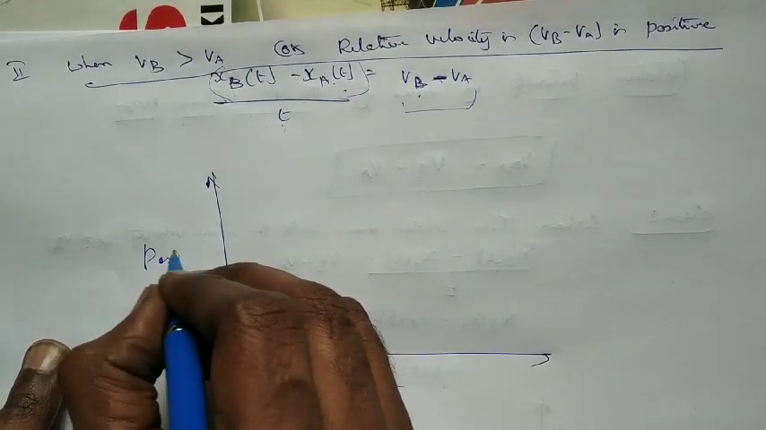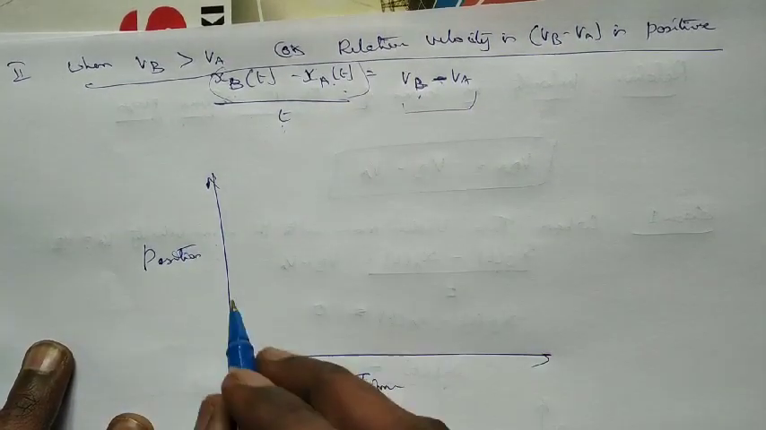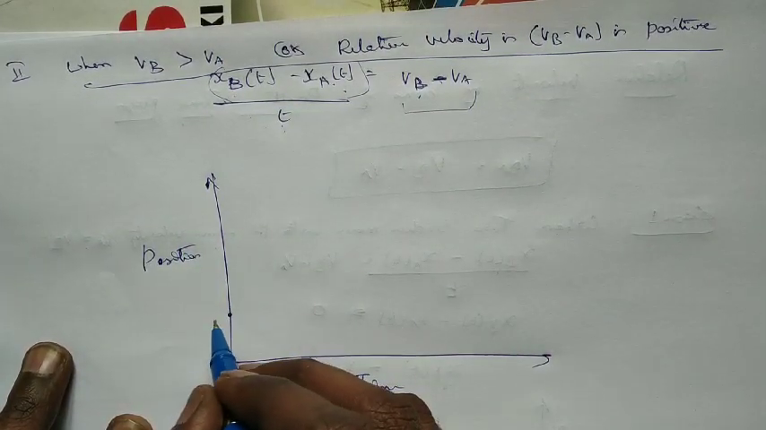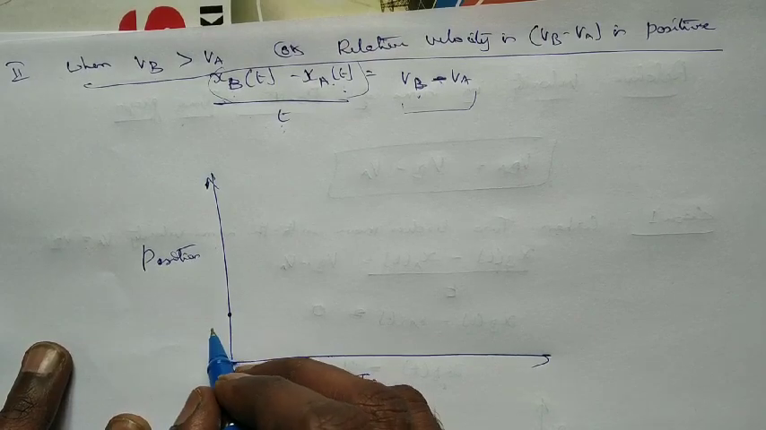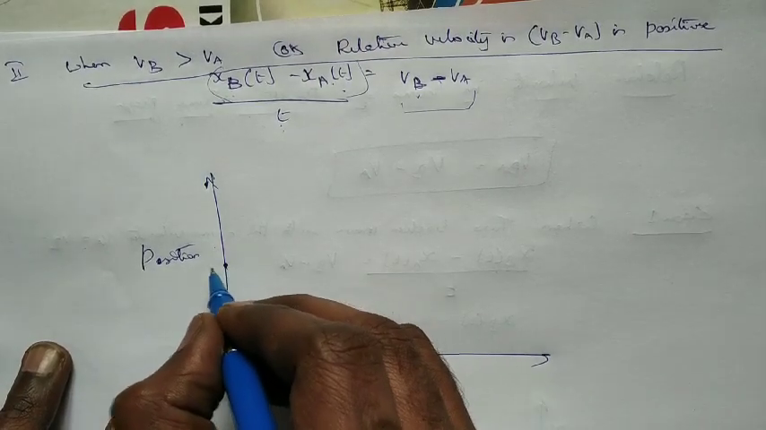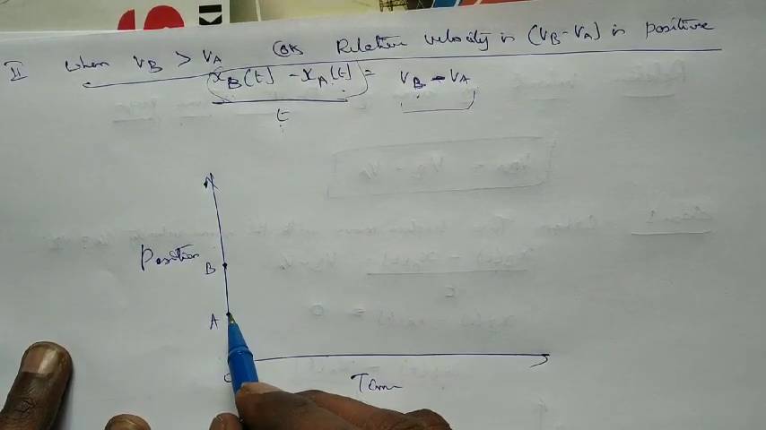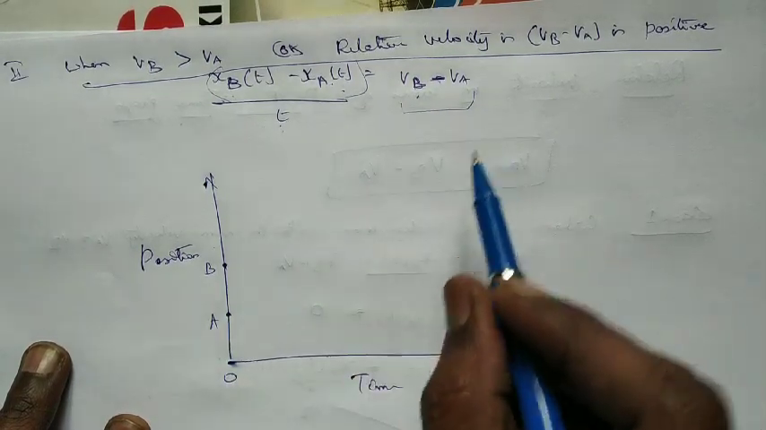So always write the x and y axis. On the position time graph, this is going to be body A, and this is going to be body B, and we already saw body A is going at a lower speed.